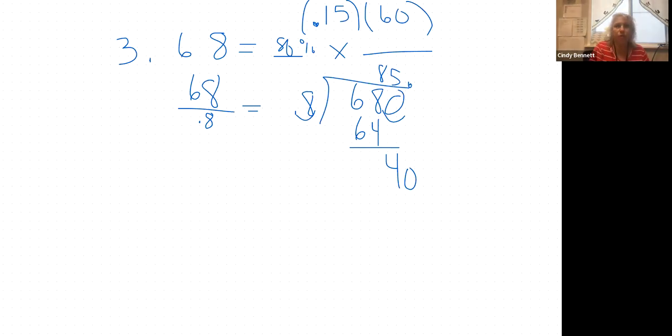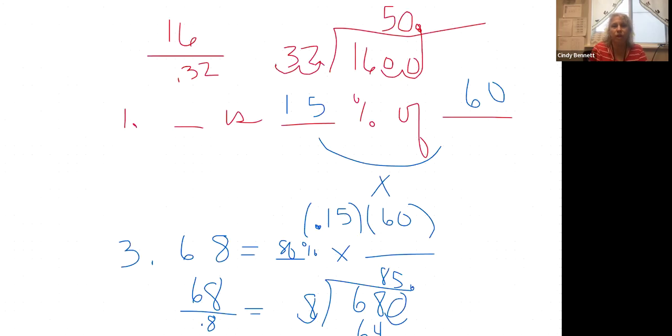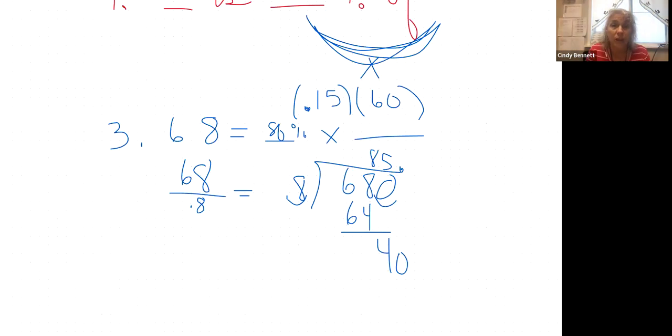All right, so like I said, you're going to go back, you're going to fill in two of the three. If you have these two, you multiply. If you have two of the other two pairs, you will divide.